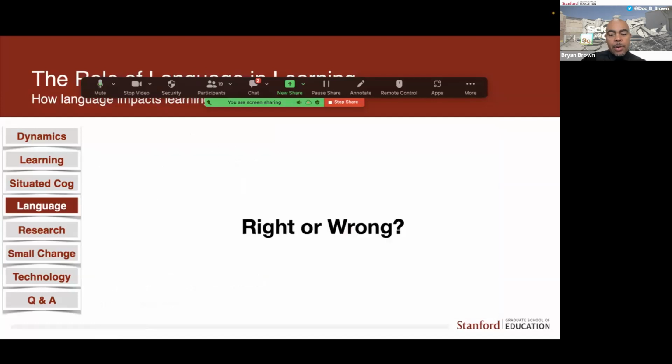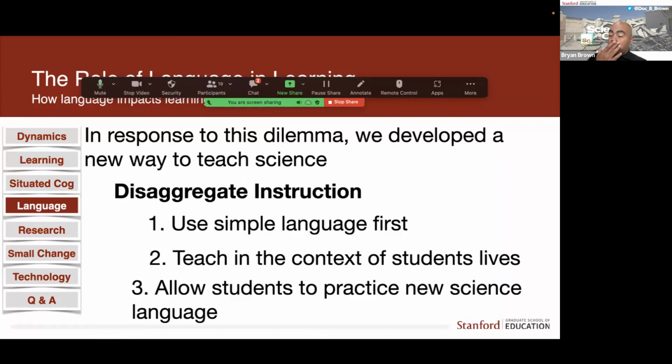So I want to suggest that this is not something we just talked about theoretically. I'm a researcher by training, by discipline, my job. And so we developed a teaching approach called disaggregate instruction, very simple, that we wanted to disaggregate the learning of the concept and the learning of the technical language. And so the idea was to start with introducing science ideas in simple language that the students know.